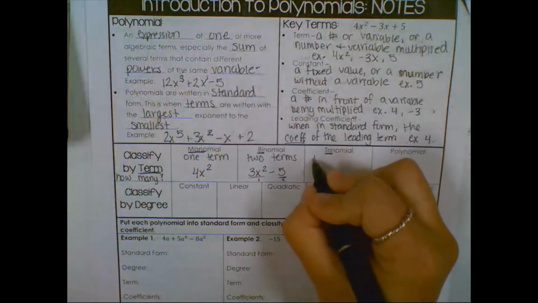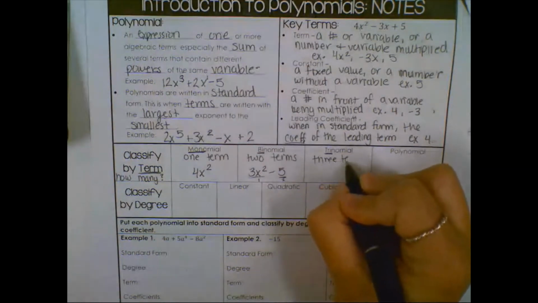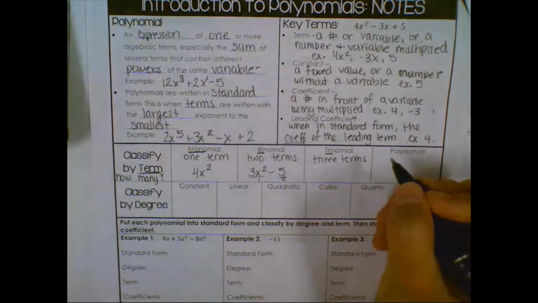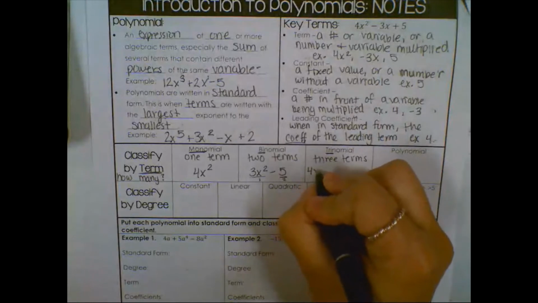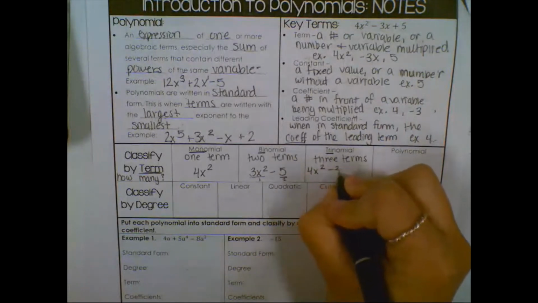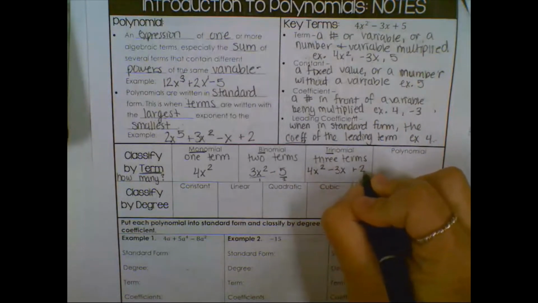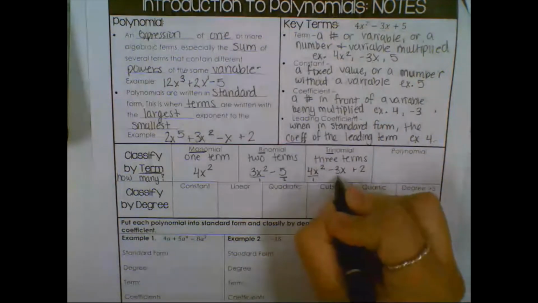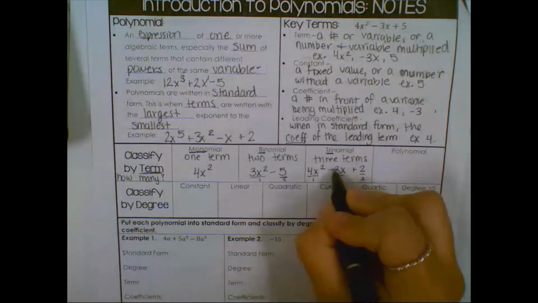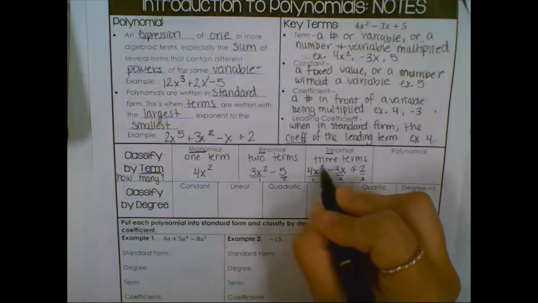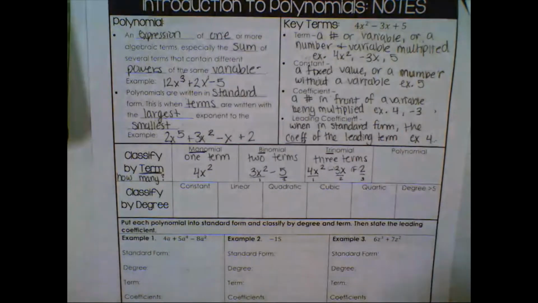Tri means 3, so 3 terms. An example of 3 terms might be 4x squared minus 3x plus 2. We have our first term, our second term, our third term. Remember, terms are broken up by addition and subtraction, so we're just looking for the breaks between symbols, right? 1, 2, 3, that's a trinomial.